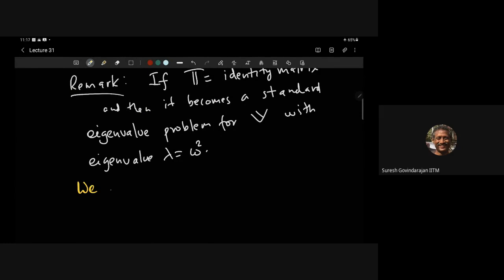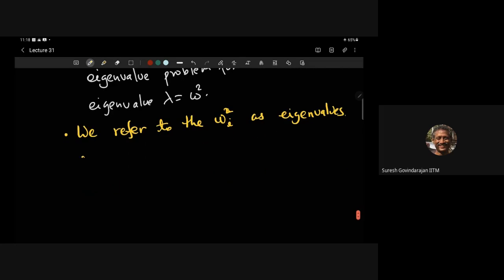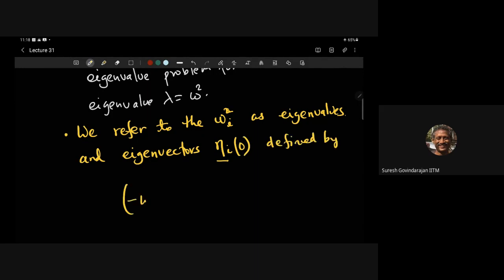Because of this, we refer to the omega i squares, or omega i's, as eigenvalues, and eigenvectors defined by minus omega i square T plus V acting on this vector eta i. We should solve for it.